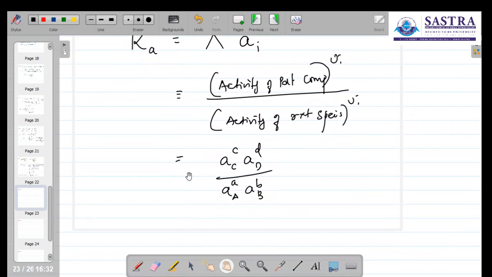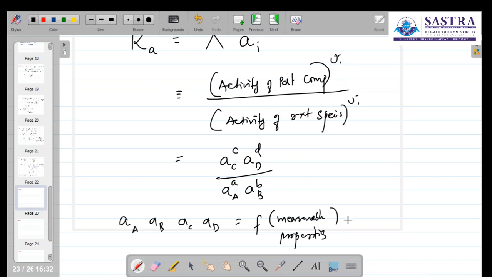With this we will end this lecture, and in the next lecture we will try to relate how to calculate a_A, a_B, a_C and a_D in terms of measurable properties. What we mean by measurable properties is either in terms of concentration or mole fraction, or in terms of number of moles. Only when we relate this to a measurable property will we be able to do some computation.